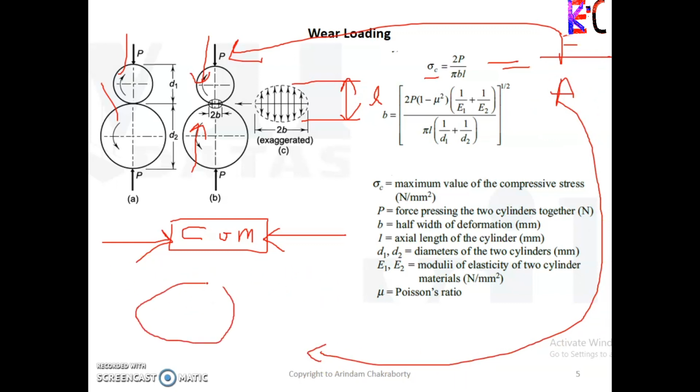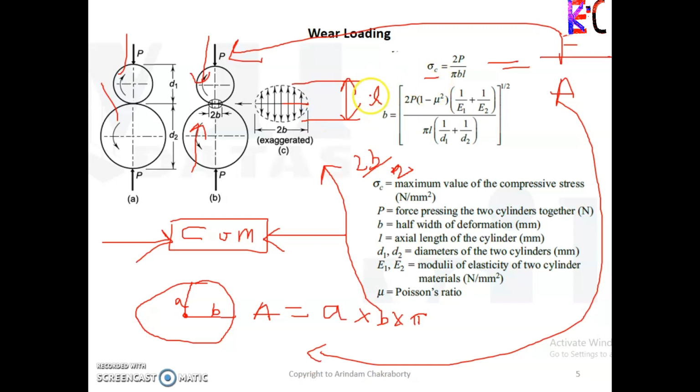As far as the ellipse is concerned, if this is the center of the ellipse, I could draw like this. This will be B and this will be A. So area equals A into B into pi. What is B over here? It will be this one, 2b by 2, from here to here. Now what is A? A is this one, this amount. This one is L by 2.